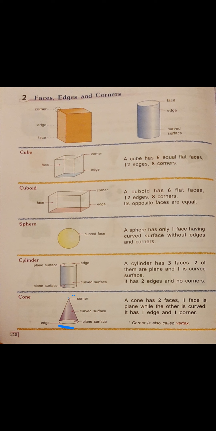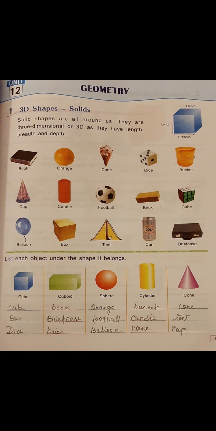The corner of a cone is also called vertex. Understood? So how many faces are there in a cone? Two faces, one edge and one corner. I hope you all understood. Now we can find out the objects which look like a cone. The very first thing I can see, this ice cream, looks like a cone. And this birthday cap also looks like a cone. And this tent looks like a cone, isn't it? So these are the items which look like a cone.